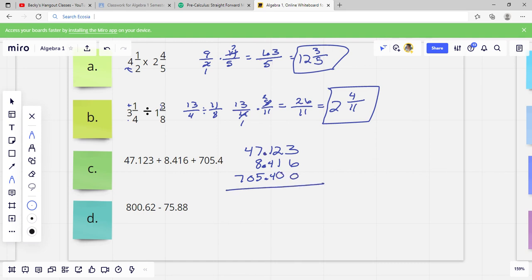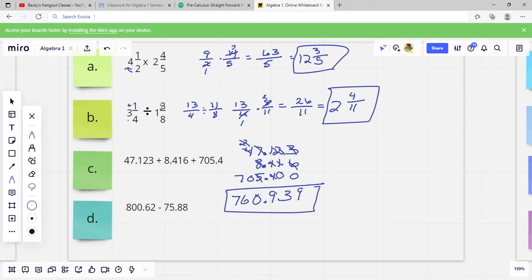Now I can add 6 and 3 is 9. 2 and 1 would be 3. 4 and 4 is 8, plus 1 is 9. Bring down my decimal. 7 and 7 would be 14, so 7 and 8 is 15, plus 5 more would be 20. Here are my 2, 4, 5, 6, and 7. 760.939, and that is the correct answer.